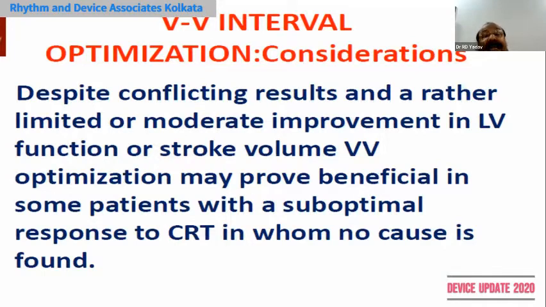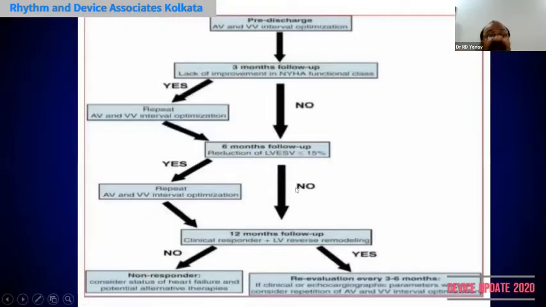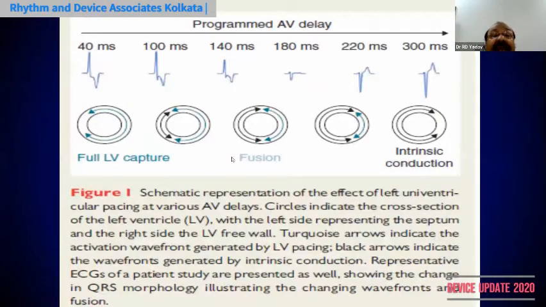So basically, it should be optimized, and this is when to optimize. Pre-discharge, you have to optimize, see the result in 3 months, and if the result is not there, further re-optimization of AV and VV is done. If there is a response, keep on that. And what is the aim? The aim of programming AV delay is such that, say, if you get full LV capture, where the majority of the LV is depolarized, then dyssynchronous conduction occurs, dyssynchronous contraction occurs.